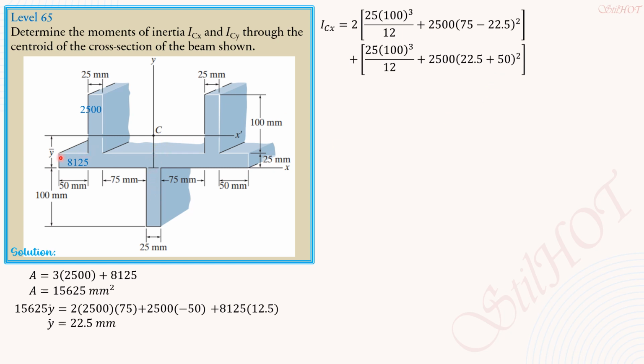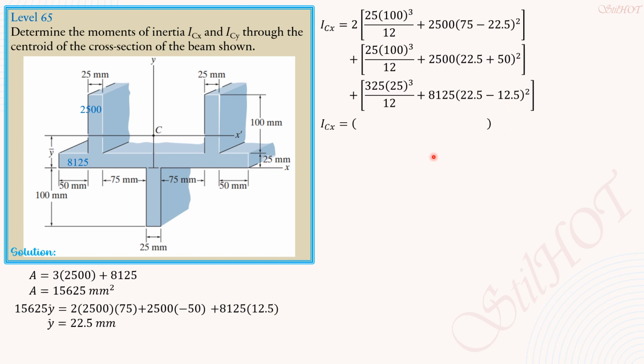Then for this rectangle here, plus 325 times 25 cubed over 12. Then area 8125, distance is barred y minus 12.5, quantity squared. So barred y, this is the centroid of this rectangle. So this distance is barred y minus 12.5, half of 25, quantity squared.